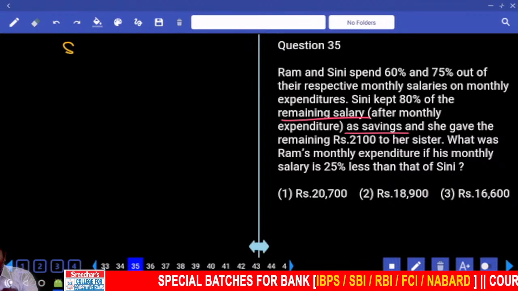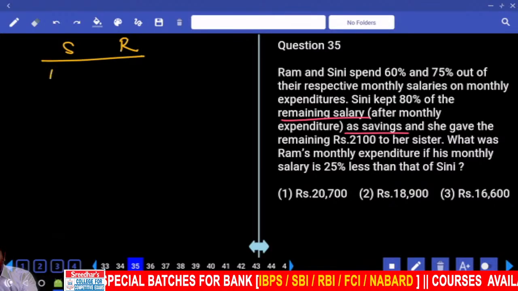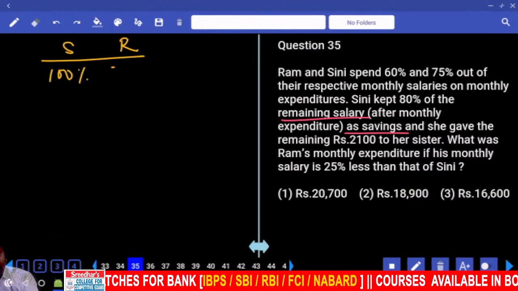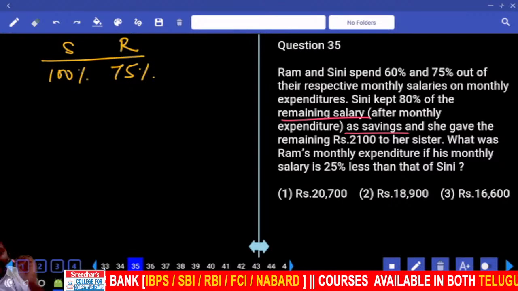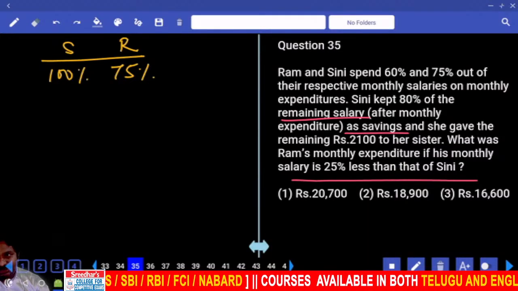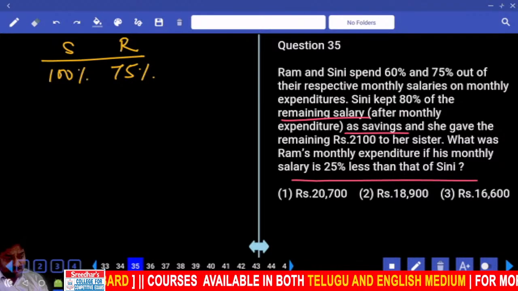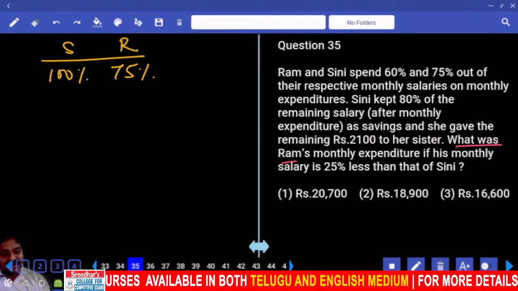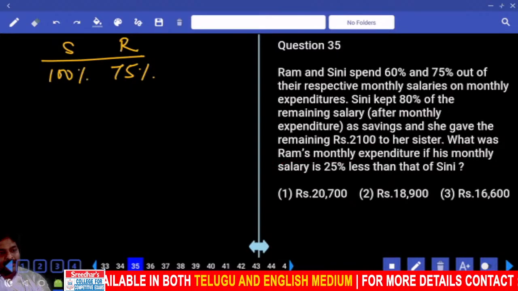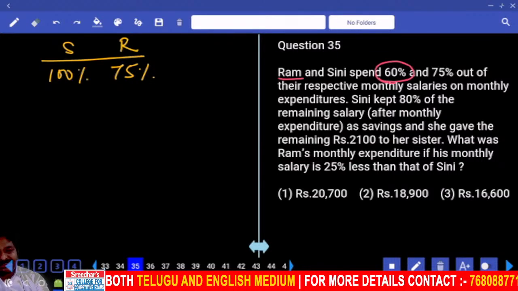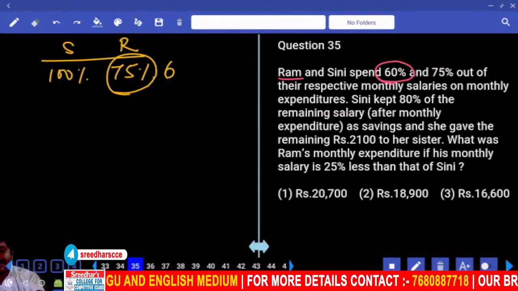There are two people, Sini and Ram. If Sini's income was 100%, Ram's income is 25% less, that's what the last statement says, which is 75%. Now the question is to identify what was Ram's monthly expenditure. Ram's expenditure is 60% of his income.